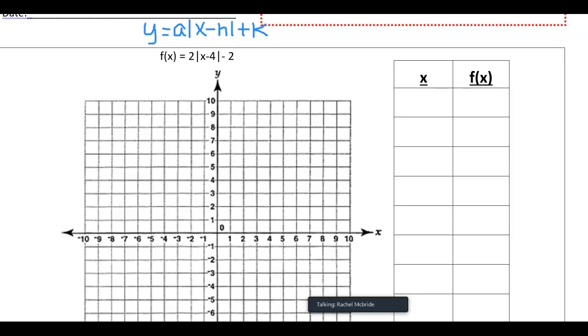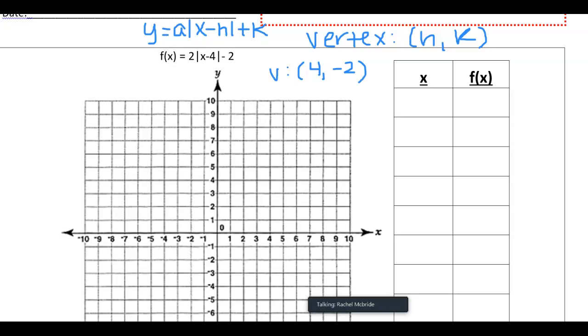Okay, so what that means is that's coming from that general equation. So A is 2, H is 4, and K is -2. From the general form, we can take away key pieces of information. One of the key pieces of information we get is called the vertex. The vertex is (h, k). So in this case, our vertex is (4, -2).